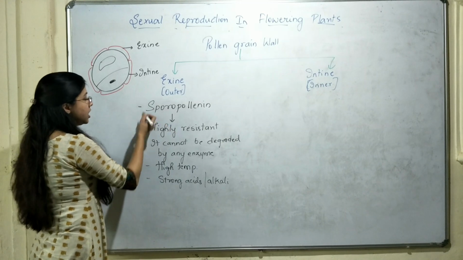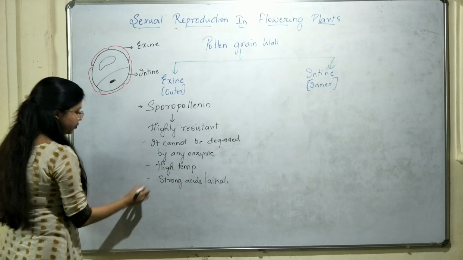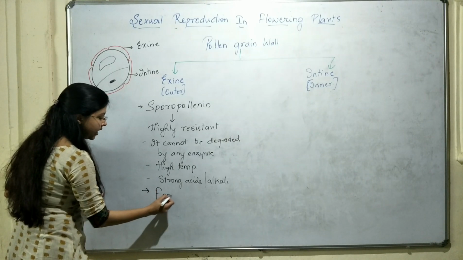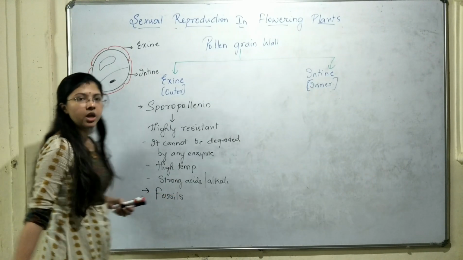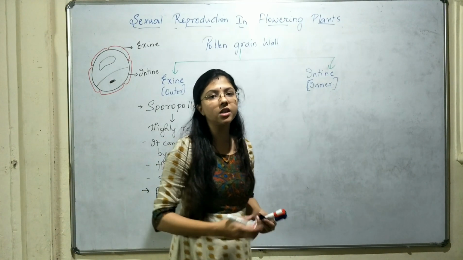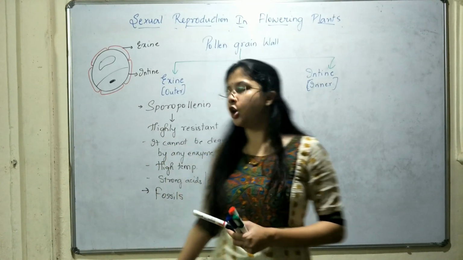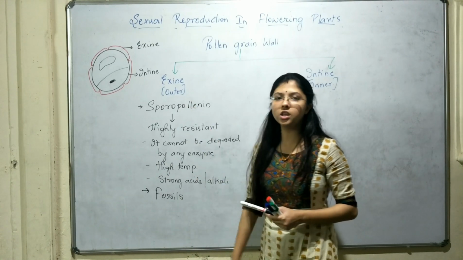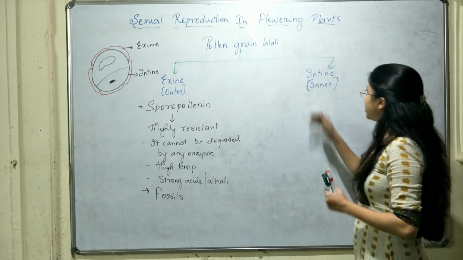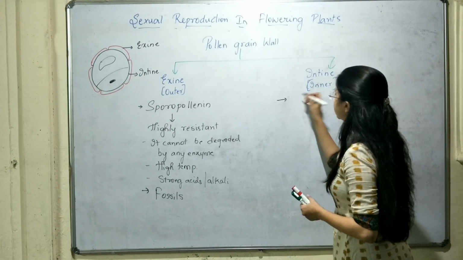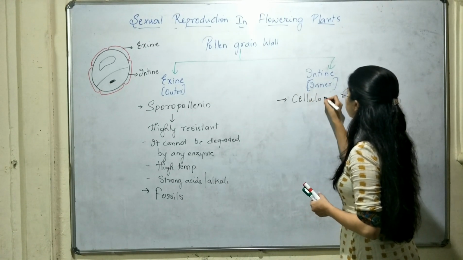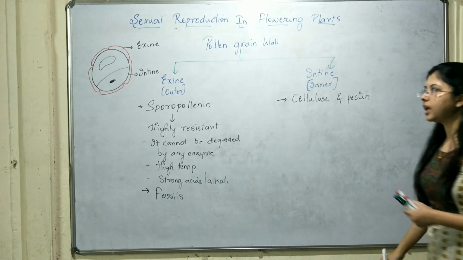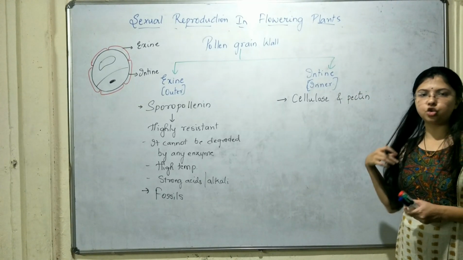And that is the reason sporopollenin is a component which makes the pollen grains good fossil material. They help the pollen grains for preservation for quite a long time. So the pollen grains can also be preserved as fossils. That is because of the presence of sporopollenin in it. Talking about the inner layer or the intine, it is made up of cellulose and pectin. It is not that resistant a structure.